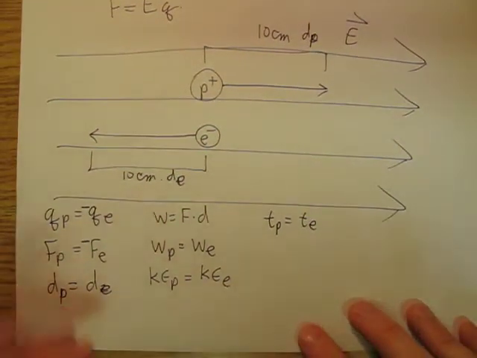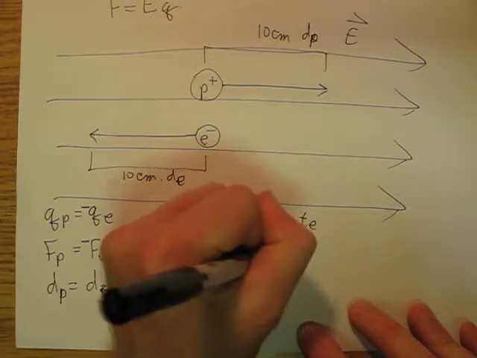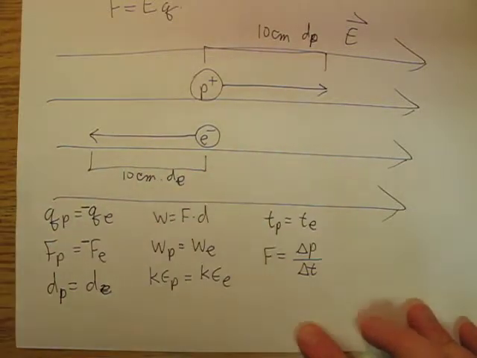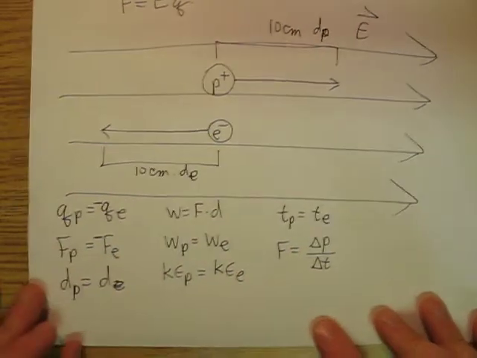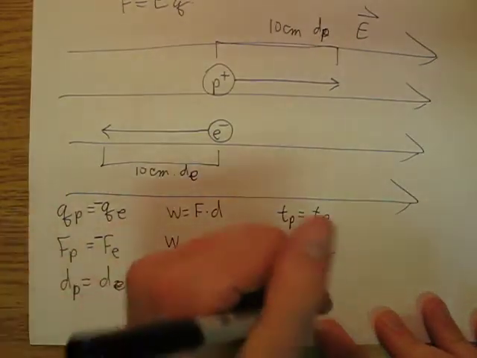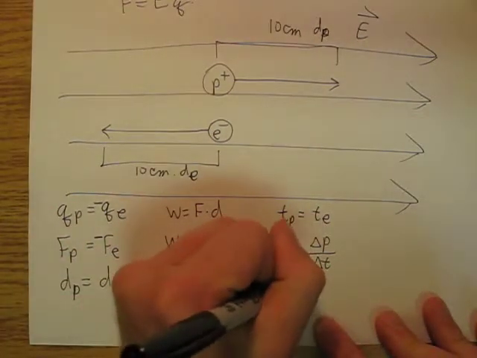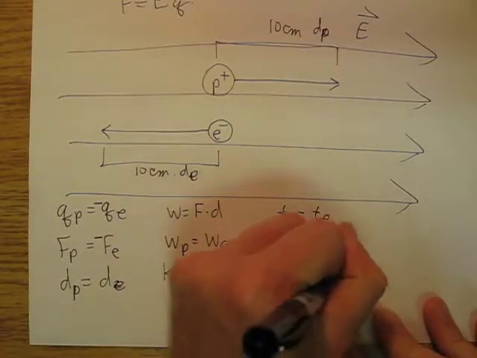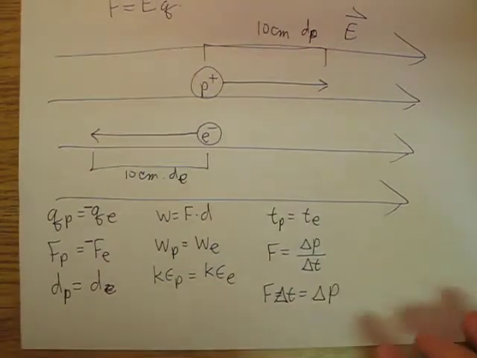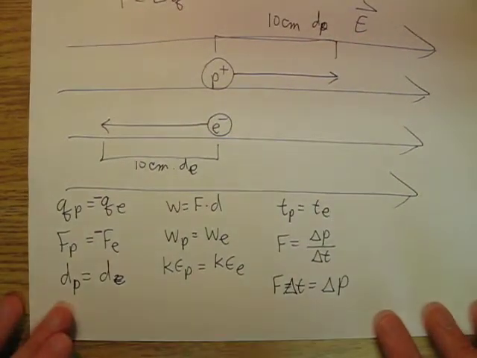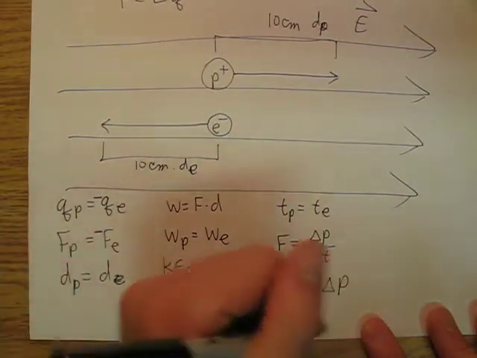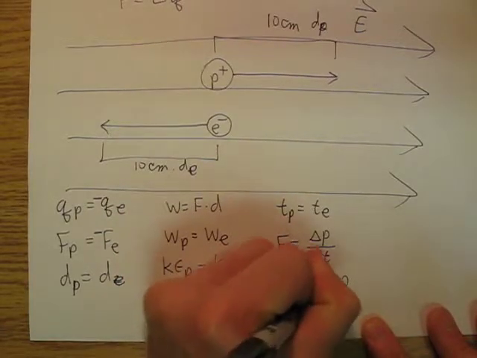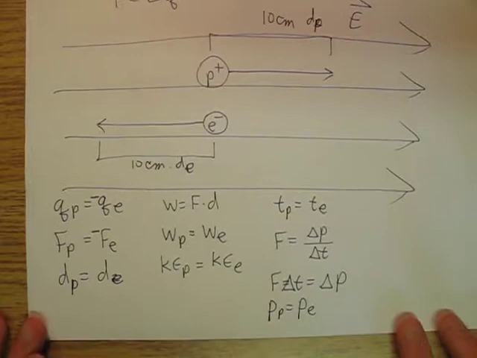Then I'm going to say that force equals change in momentum over change in time. And so if they both have the same force and they both have the same time, then force times time equals change in momentum. So if they have the same time, I'm going to say that the momentum of the proton is equal to the momentum of the electron.